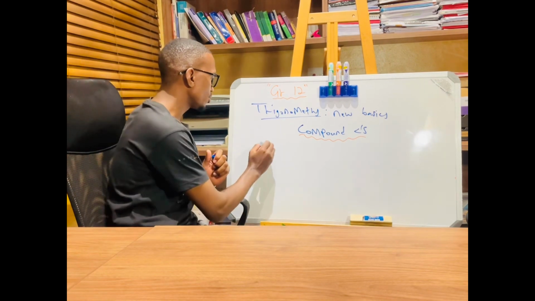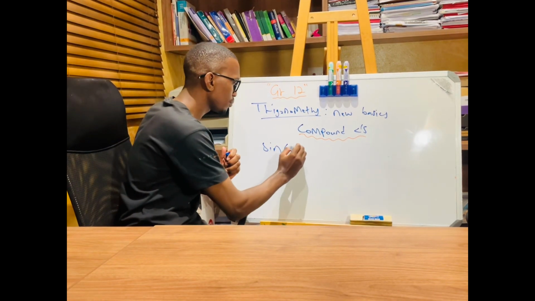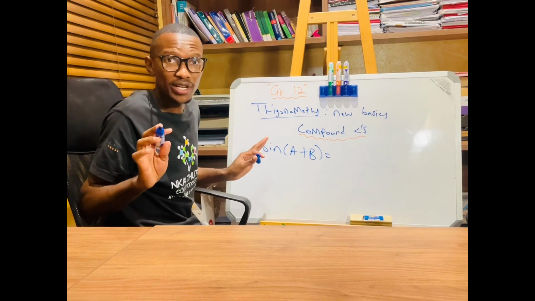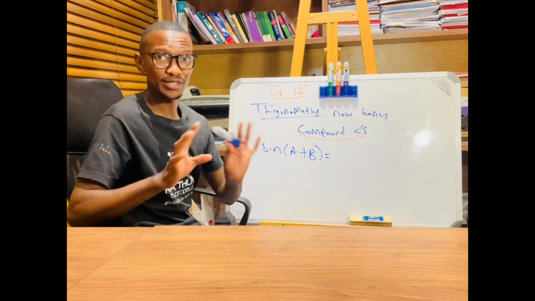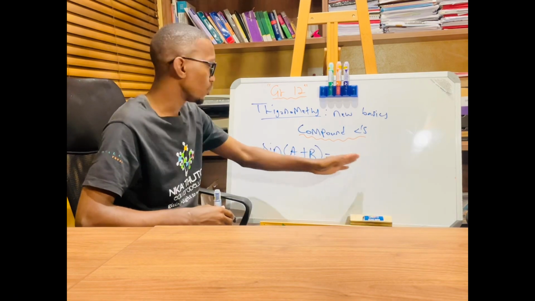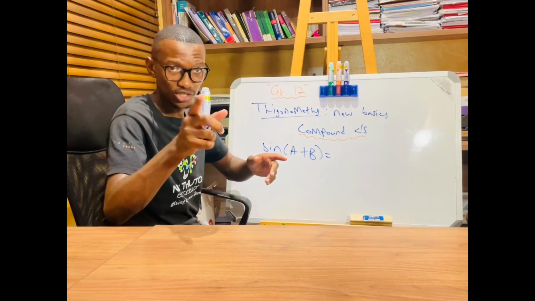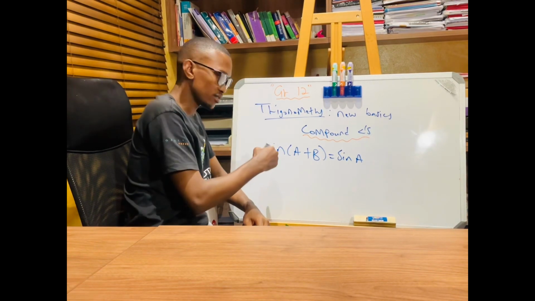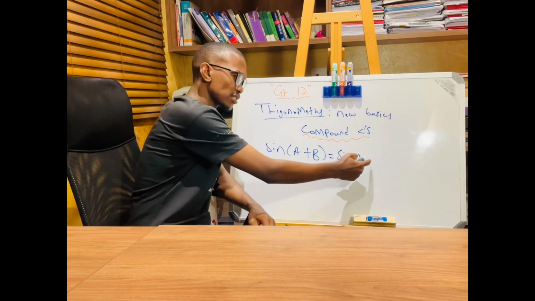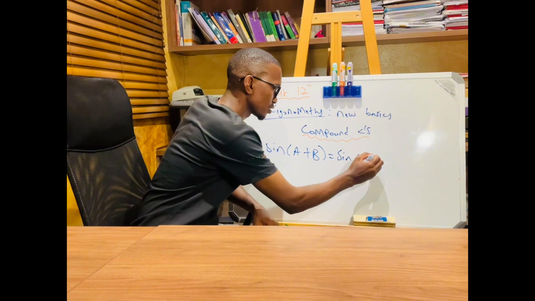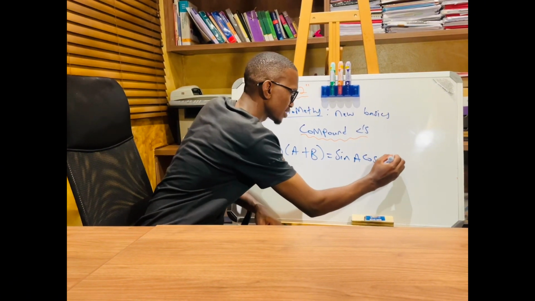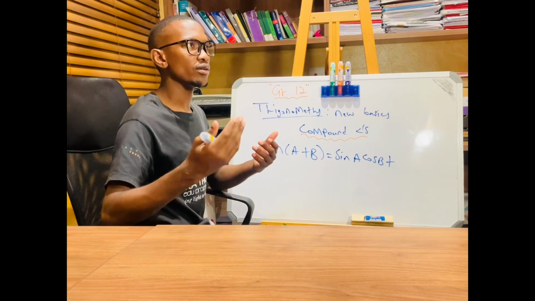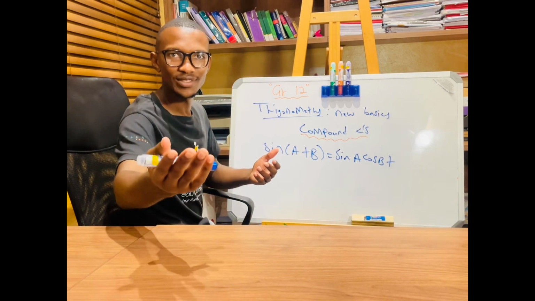Okay, now let's look at this one. Sine of A plus B equals what? This one is different, okay? This one is not like the cos compound angle. Whenever it's a plus there, whenever it's a minus there, check it out. We're going to have sine of A, then we're not going to have sine B. No, we're going to have cos B in this case. Cos B plus.